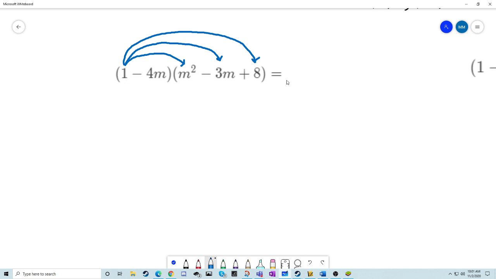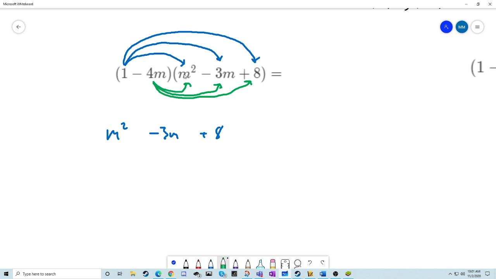So luckily 1 times everything is just itself. So 1 times m squared is just m squared. 1 times negative 3m is negative 3m, and then 1 times 8 is 8. So that was cool. It gets a little weirder when we have this negative 4m to everything. And if I see a double up that's going to be a like term, I like to just put it underneath wherever it belongs. I'll show you what I mean in a second.